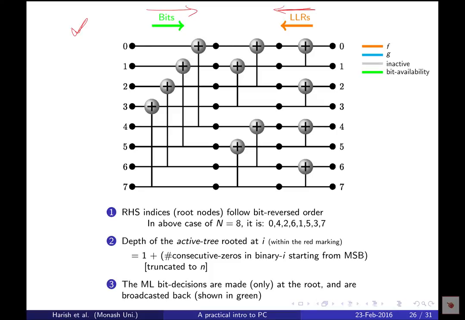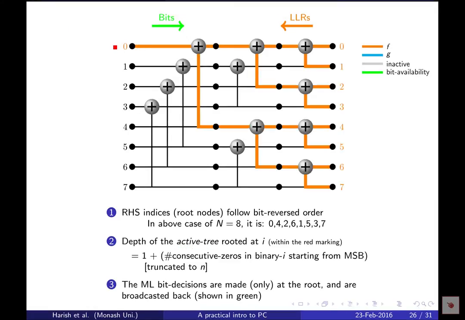So one interesting formula: if you are taking a particular tree, the root is going to have a certain index. That root node index will decide how many active levels are going to be there. It is simply the number of consecutive zeros in the binary representation of i, starting from the MSB. For example, zero's binary representation is all zeros, three zeros. It has three consecutive zeros from the MSB onwards. Therefore, you are going to have 3 plus 1, if at all possible, so four active levels, because the tree is always three: level 1, level 2, level 3.